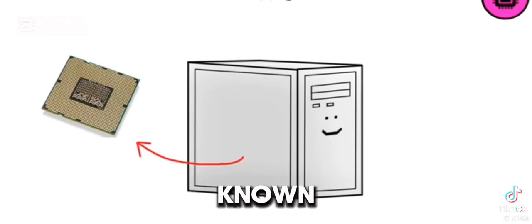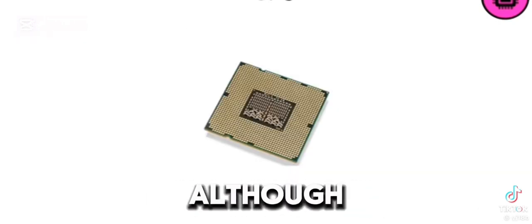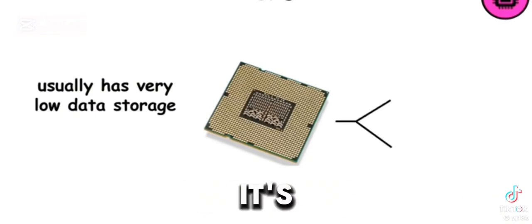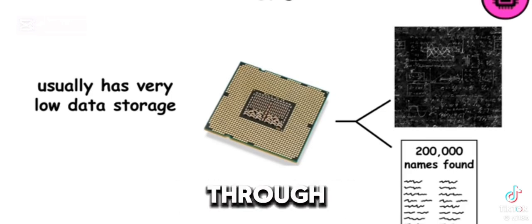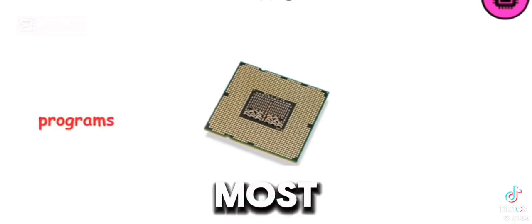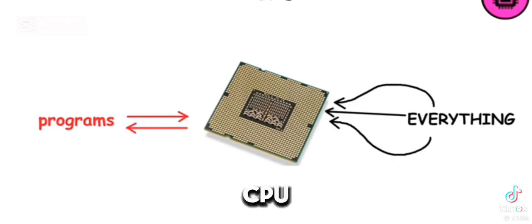CPU. The CPU, also known as the central processing unit or processor, is the brain of the computer and also usually has very low data storage. It's really good for things like complex mathematical operations, reading through massive lists, etc. Most programs run from it, basically everything that happens in a computer goes through the CPU.